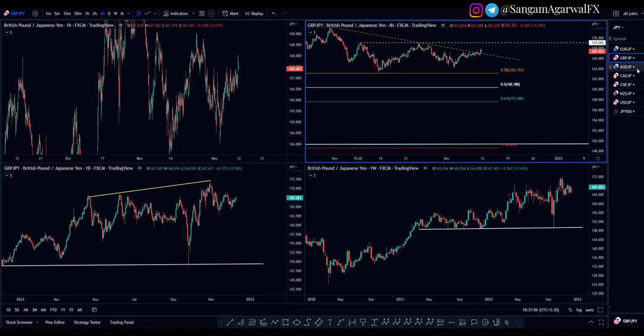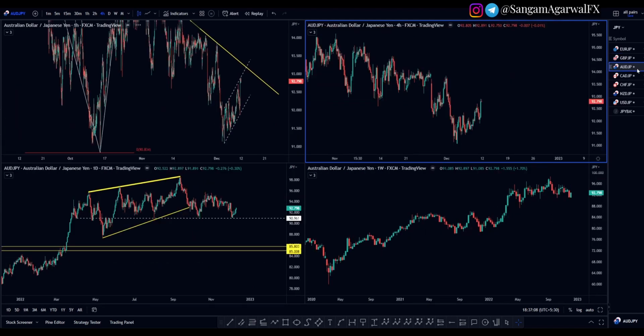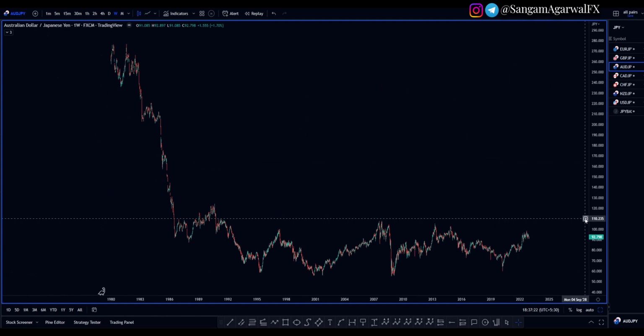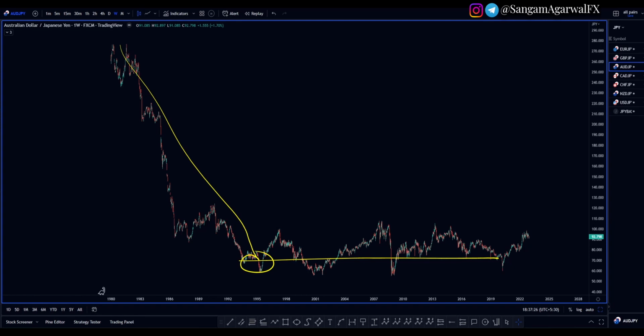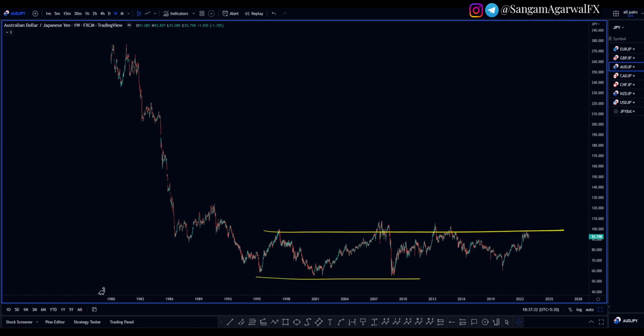And if we switch to the AUD JPY pair, then the same thing here on the weekly time frame. First it came down, then a sideways correction on the weekly time frame. Right now price is testing the upper range of this correction.